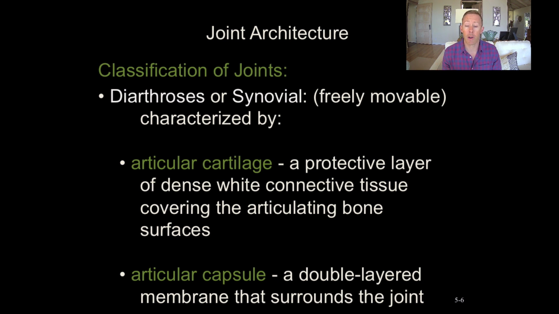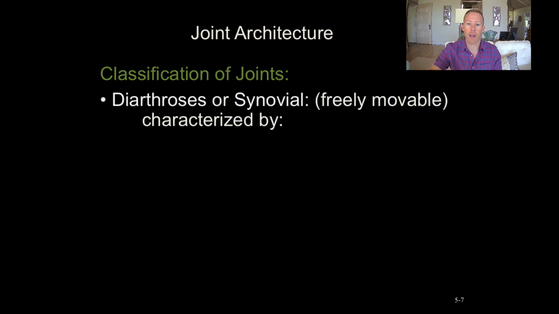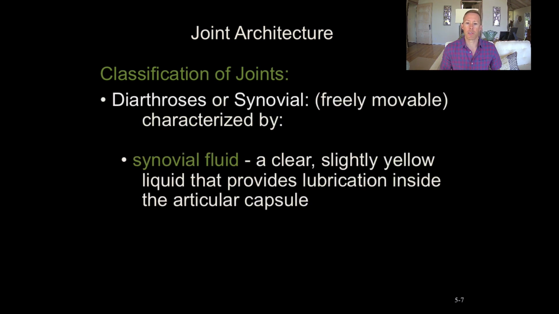Sometimes we hear about people tearing their capsule, like in shoulder dislocations. If somebody has an anterior shoulder dislocation, they might tear the capsule as the humeral head pops forward out of the socket. So you hear about capsule injuries in certain joints. Two other characteristics of synovial joints: we have synovial fluid, this clear, slightly yellow fluid that helps to lubricate the inside of the articular capsule. It allows the joint surfaces to move on top of each other with minimal friction.